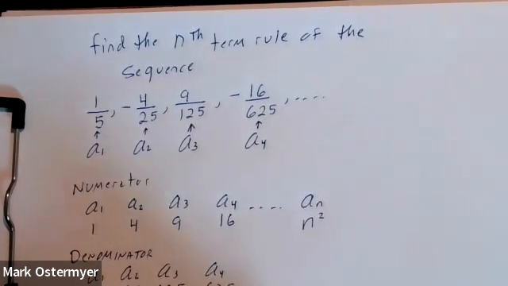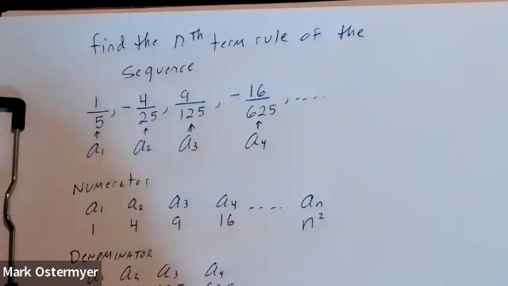Each subsequent term of the denominator is 5 raised to some power. So if I raise 5 to the first power, the index of this term, I generate 5. And if I raise 5 to the second power, which is the index of the second term, I get 25. 5 to the third power, index of the third term, is 125, and 5 to the fourth power, the index of the fourth term, is 625.